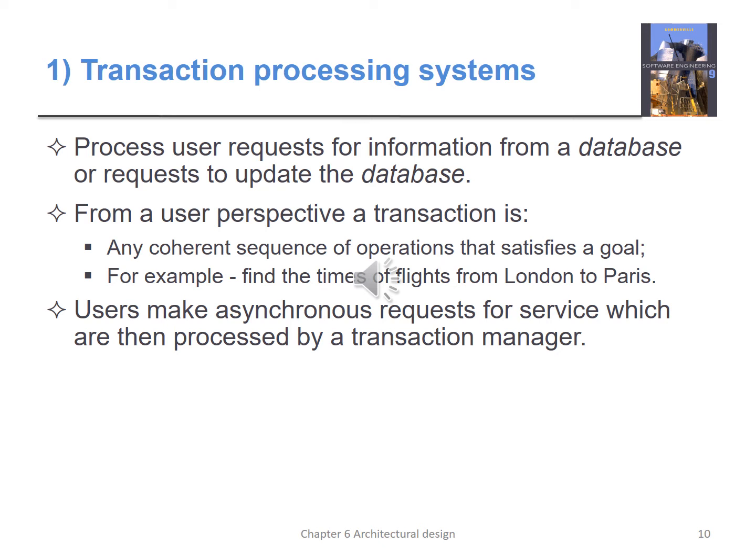From a user perspective, a transaction is any coherent sequence of operations that satisfies the goal you want. For example, find the times of flights from London to Paris. The user makes a synchronous request for service, which is then processed by the transaction manager. So this is an example that is straightforward, and there is nothing really you can explain.